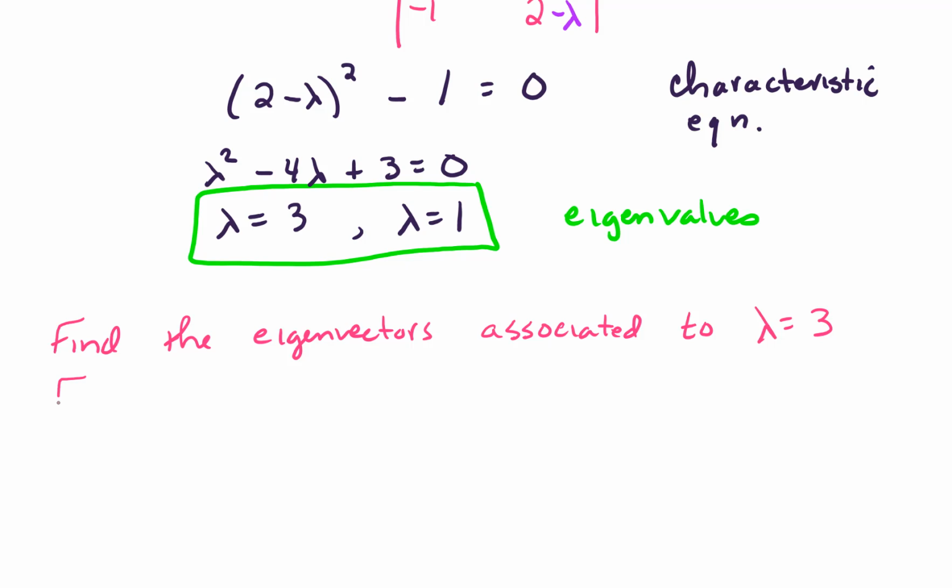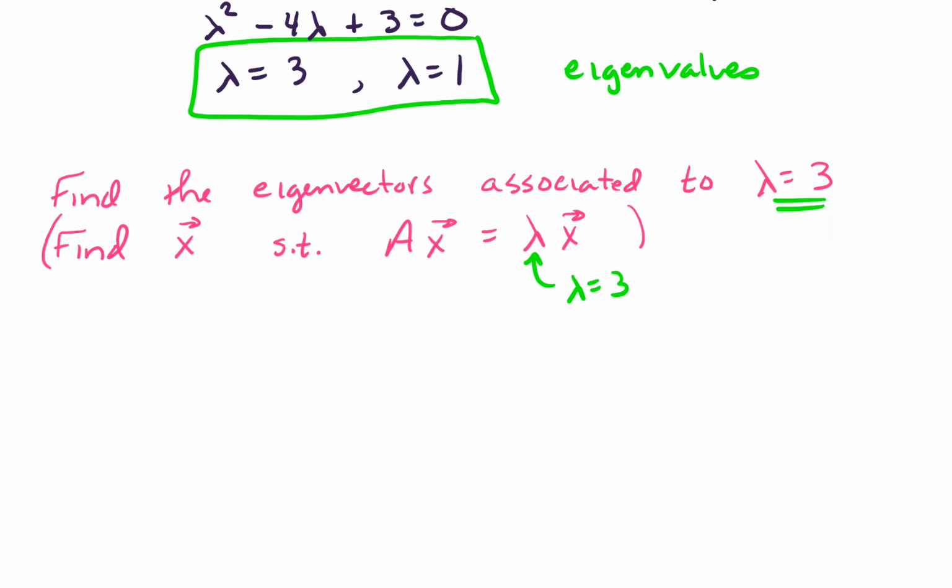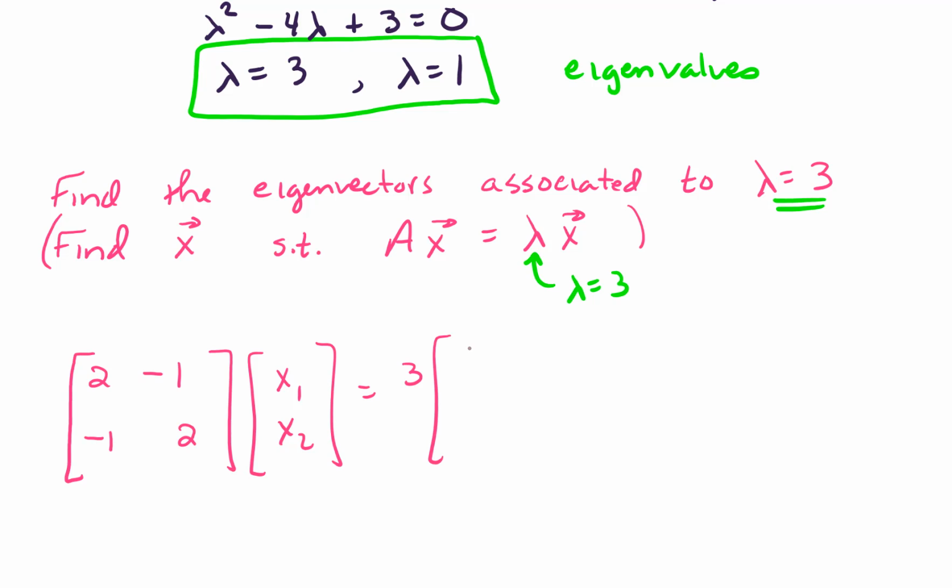So to find the eigenvectors associated to a particular eigenvalue, we want to find the vectors x such that A times x equals lambda times x. And more specifically, in this case, we're looking at lambda equals 3 because that's the eigenvalue we're working on. Okay, so let's do that. We're looking for A, which is our matrix 2, -1, -1, 2, times some vector x equals our scalar times vector x.